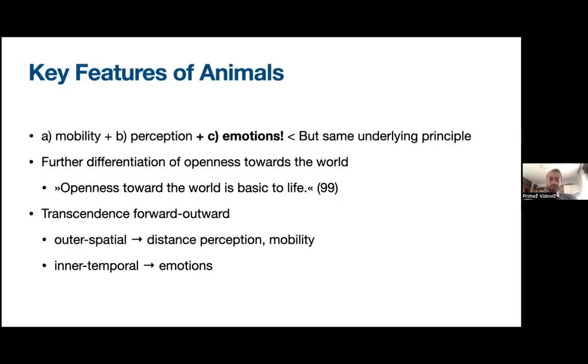But to move to the key part of this chapter, the meat of the chapter, Hans Jonas wants to differentiate animals from plants, and he sees that the key features of animals are their mobility, their perception, but also their emotions, all of which are rooted in the same principle, which we are going to get to soon. They all also express the same basic openness towards the world, which is present in all kinds of life forms, which is demonstrated already in the basic irritability of the cell, which is the condition of it having a world, and which is then maintained on these higher levels.